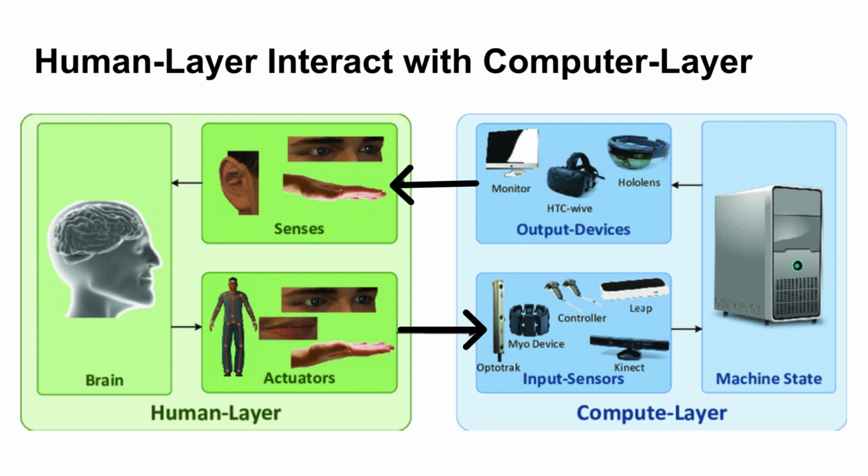So HCI is the study of how these human actuators and sensors can be paired efficiently and effectively with input sensors and output devices in computers, to build great computer systems to let anyone, irrespective of whether they are computer literate or not, whether they are differently able or not, and so on.